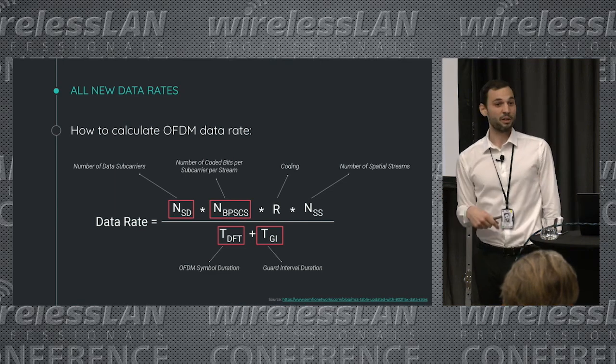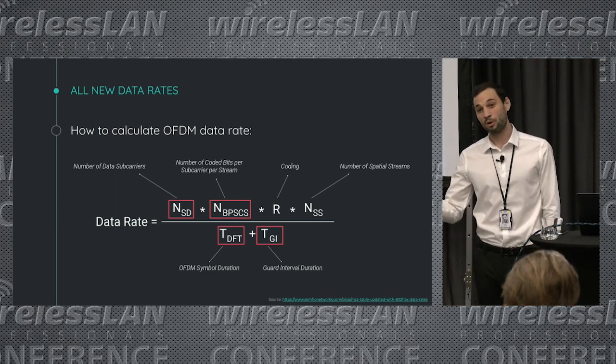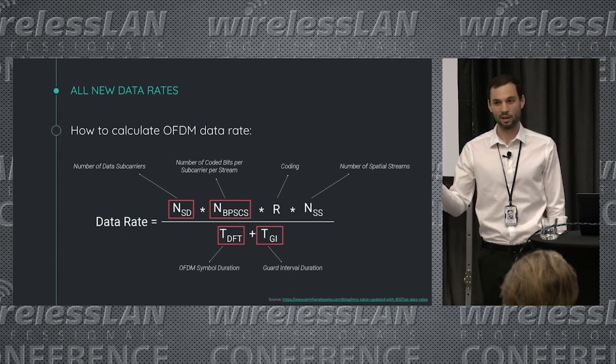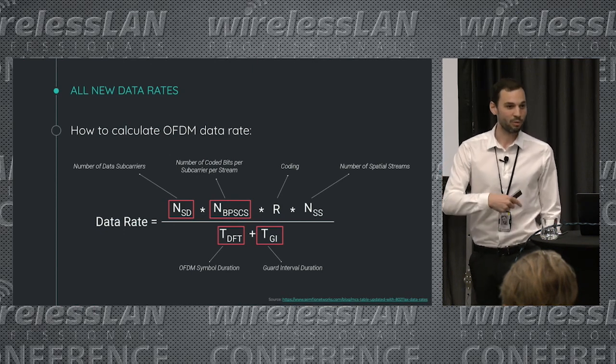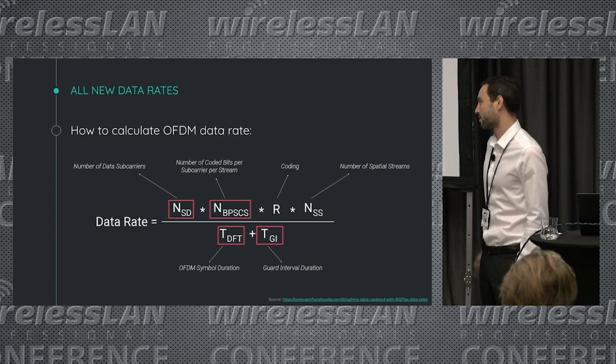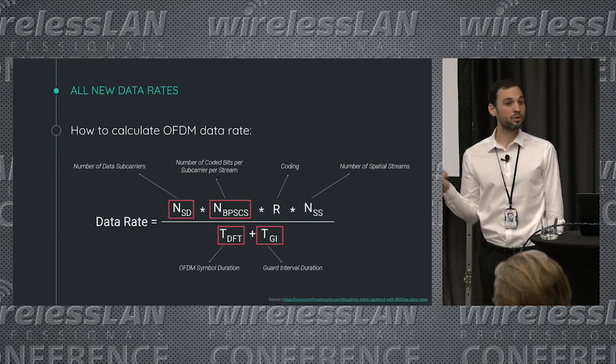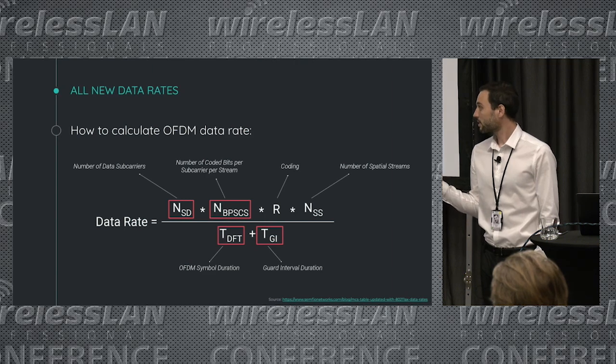So what does it mean in terms of data rates? They all change, and plus we have more of them. A lot more. I think it's 2,880 data rates we have in total if you look at all the features supported by the standards. So that's for OFDM if you use AX.